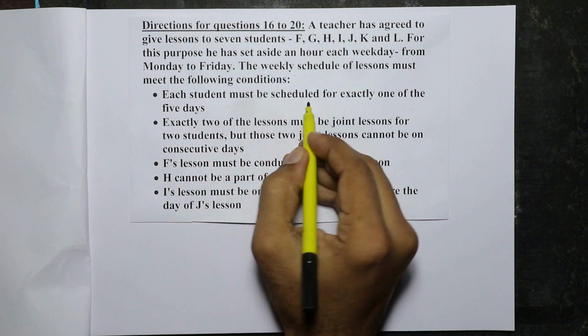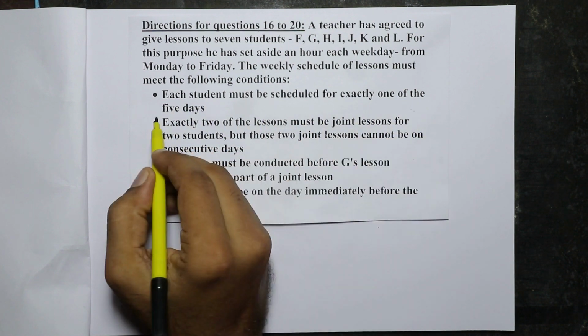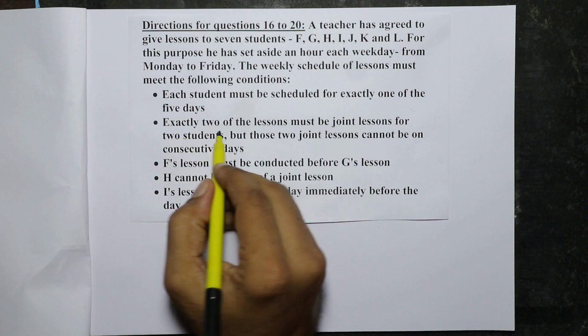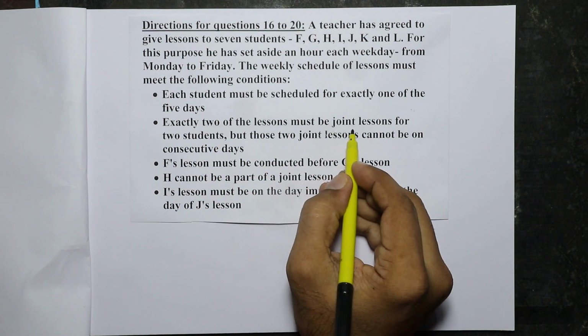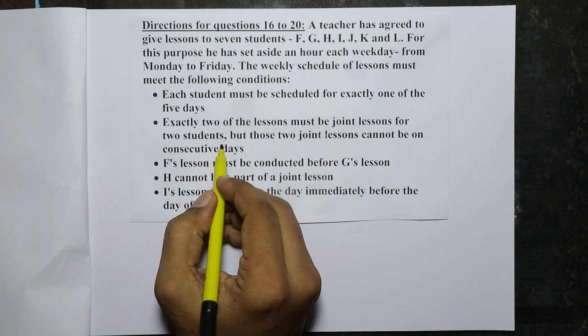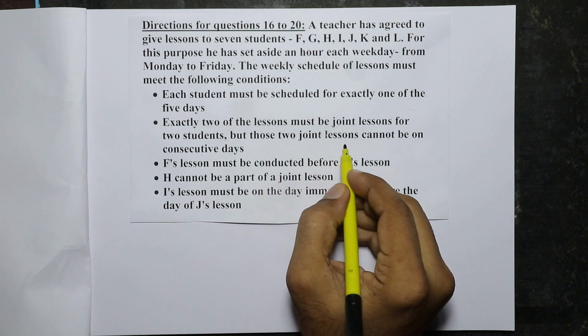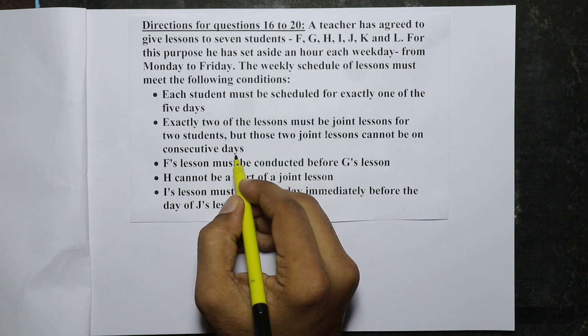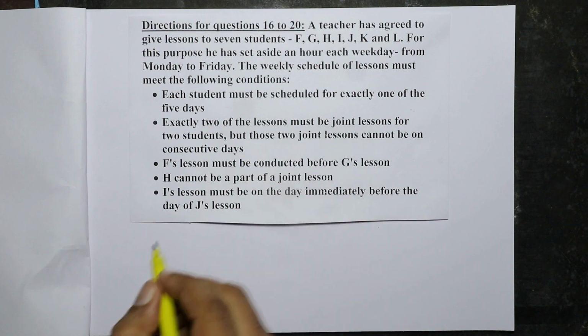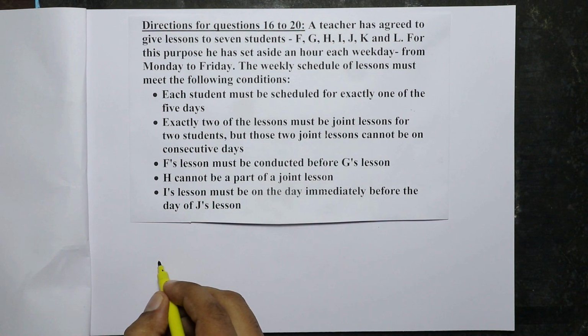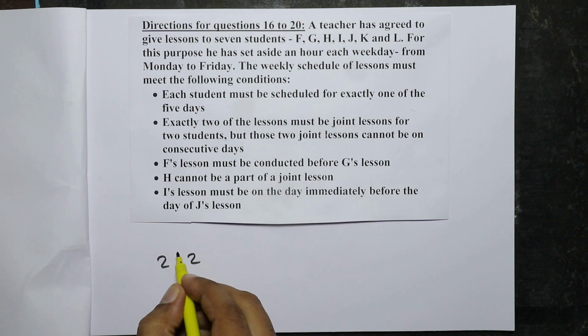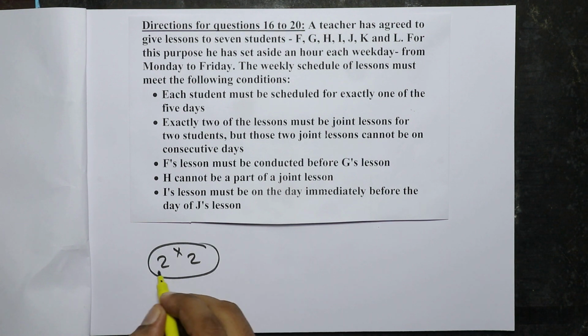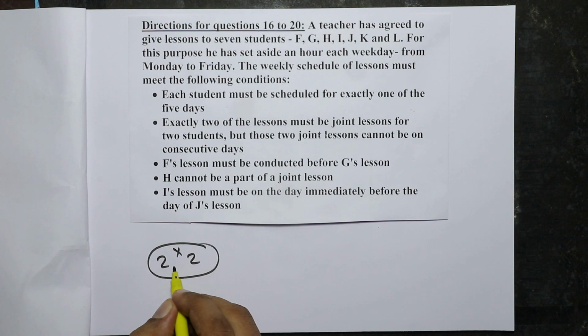Each student must be scheduled for exactly one of the 5 days. Exactly 2 of the lessons must be joint lessons for 2 students. But those 2 joint lessons cannot be on consecutive days. So on 2 days there will be 2 people each. And they cannot be on consecutive days. So in between there should be 1 or 2 days gap.